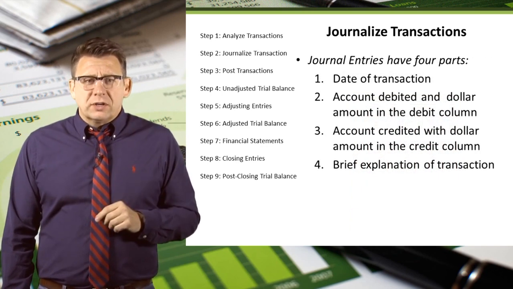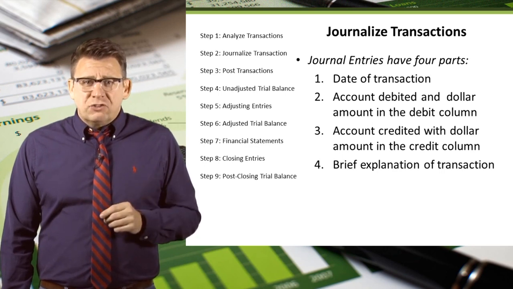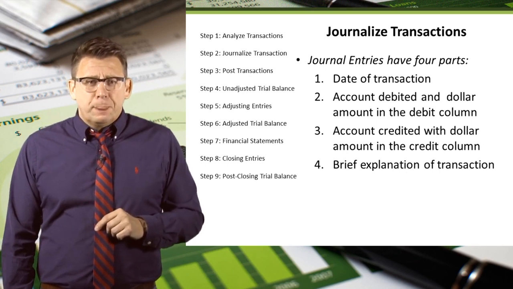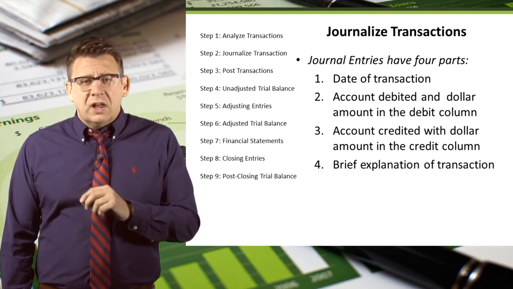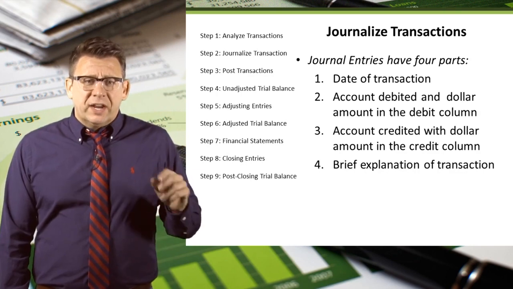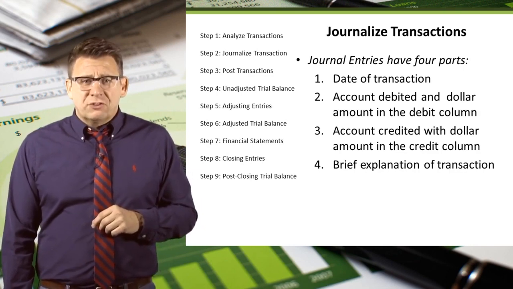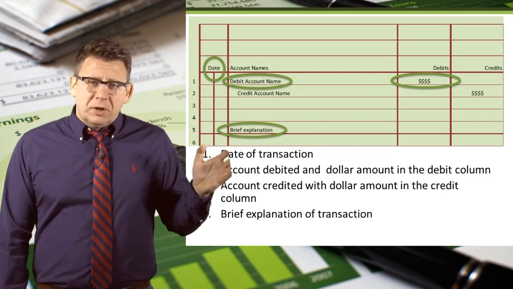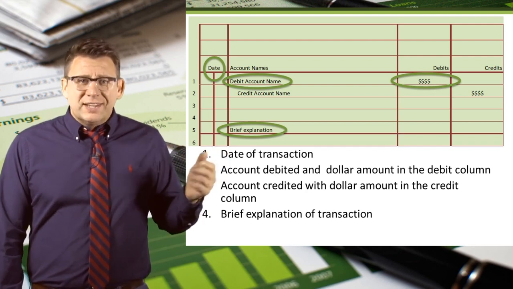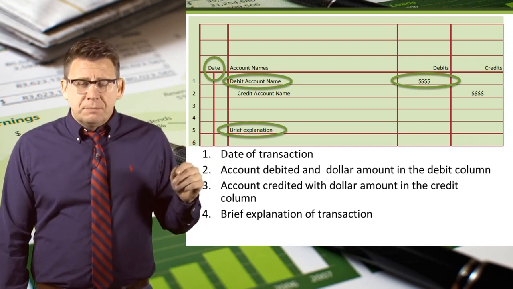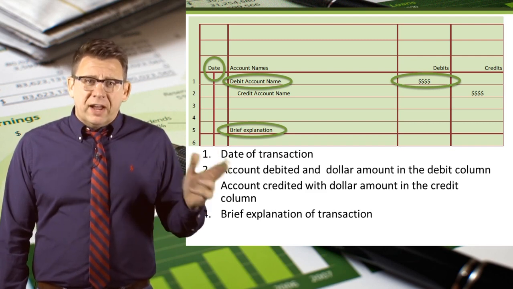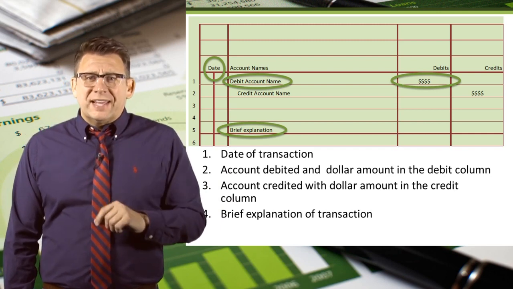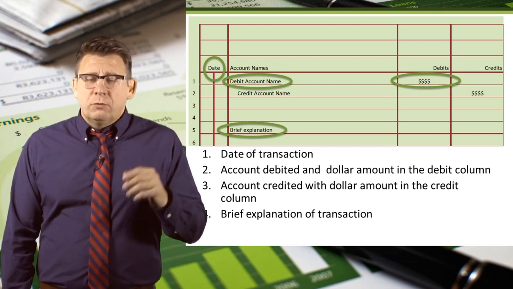Journal entries have 4 parts: a date of the transaction, the account debited and the dollar amount debited, the account credited and the dollar amount of the credit, and finally a brief explanation of the transaction. This slide is a visual example of a journal entry. You can see the date section, where the accounts are listed, the debit and credit column, and finally where the explanation is shown. So let's look at the 3 transactions we previously analyzed and see if we can journalize them.